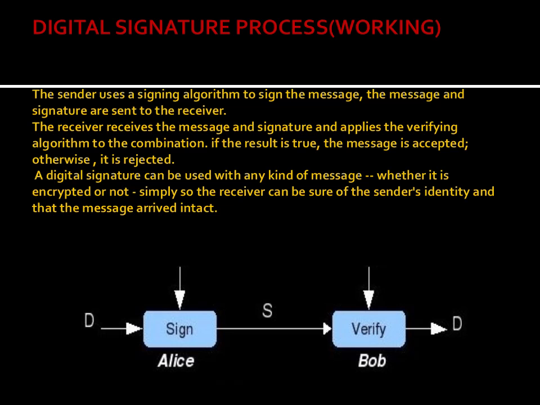Now let's come to the main point, the working of the digital signature process. How does it work? How do we implement this in a real scenario? Let's see. The sender uses a signing algorithm to sign the message. The message and the signature are sent to the receiver.